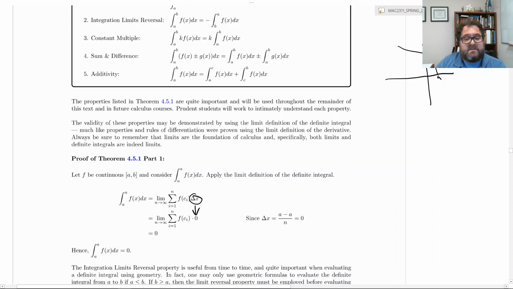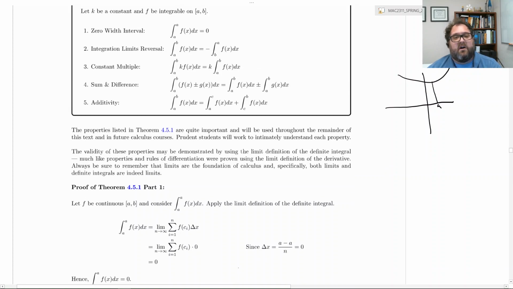Now let's think about this. You have the sum of a product of a function value times 0, plus another function value times 0, plus another function value times 0. These are all y values, function values. If you're always multiplying the function values by 0 and then adding up all those terms, you just get 0. That's why a zero width interval always has a definite integral of 0. Easy peasy.